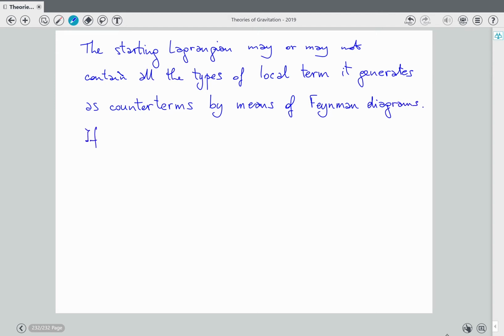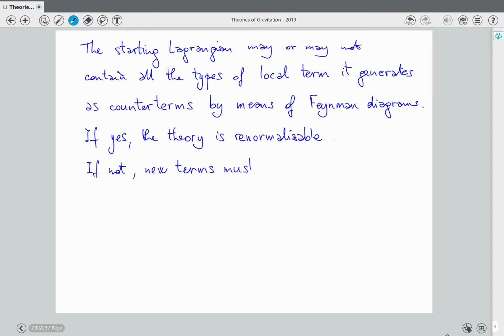If yes, the theory is renormalizable. If not, new terms must be added to the Lagrangian.